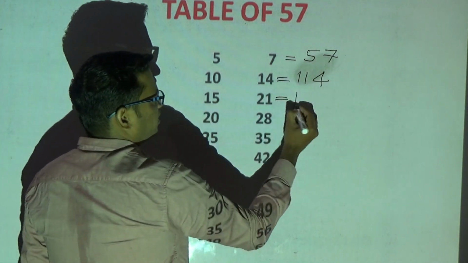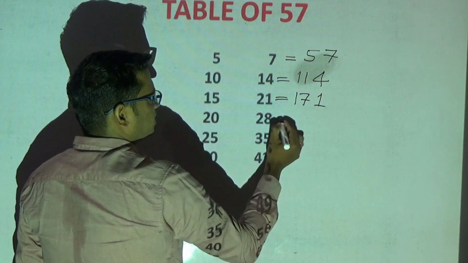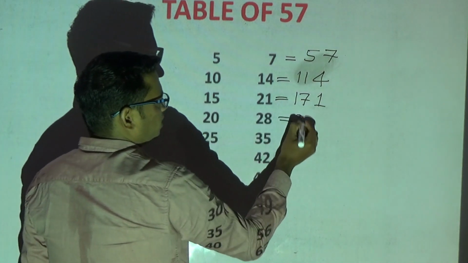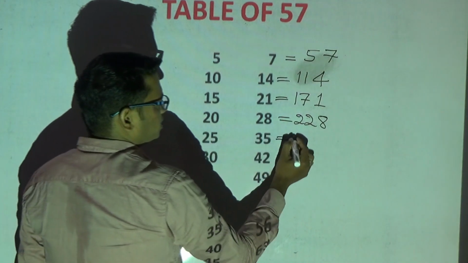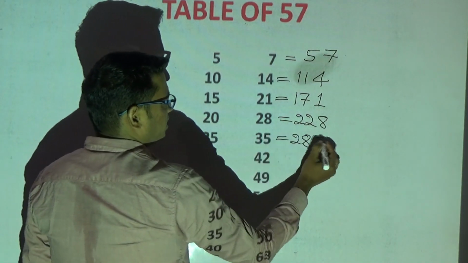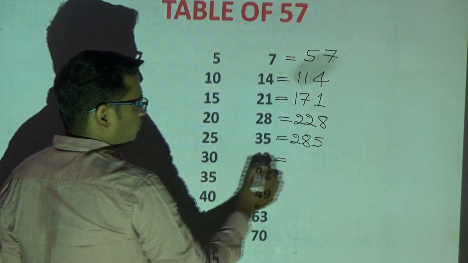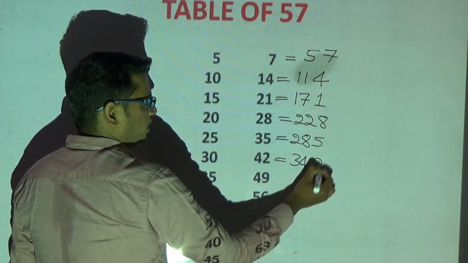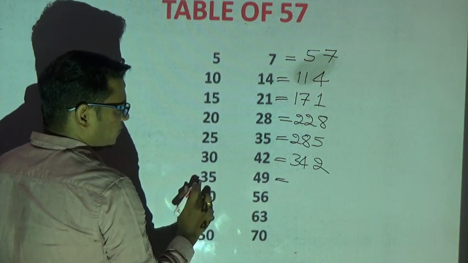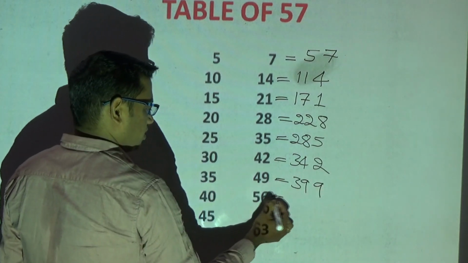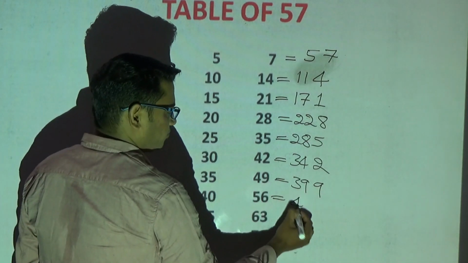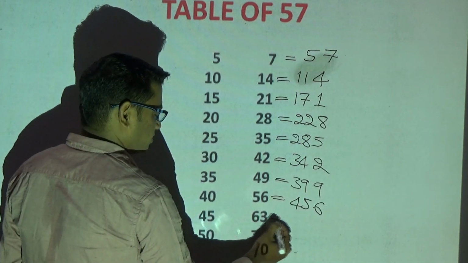15 plus 2 is 17. Write the end digit as it is. 20 plus 2 is 22. Write the end digit as it is. 25 plus 3 is 28. Write the end digit as it is. 30 plus 4 is 34. Write your end digit as it is. 35 plus 4 is 39. Write the end digit as it is. 40 plus 5 is 45. Write the end digit as it is.